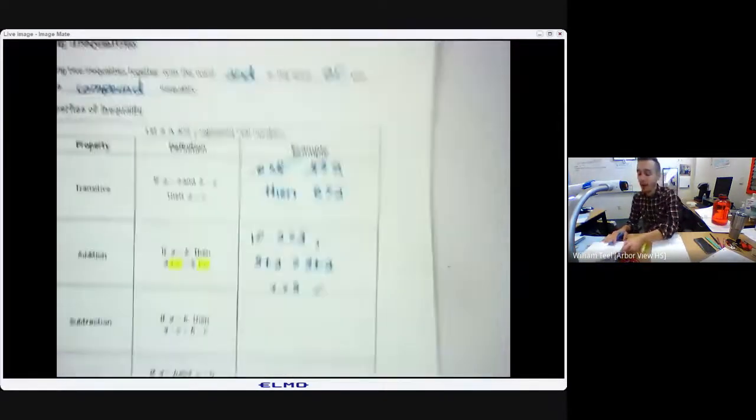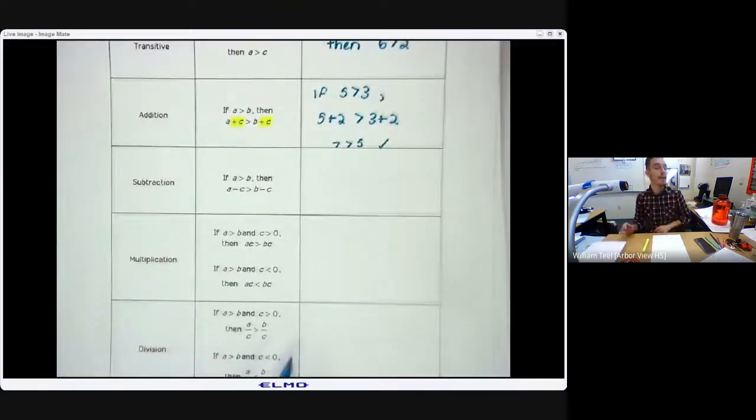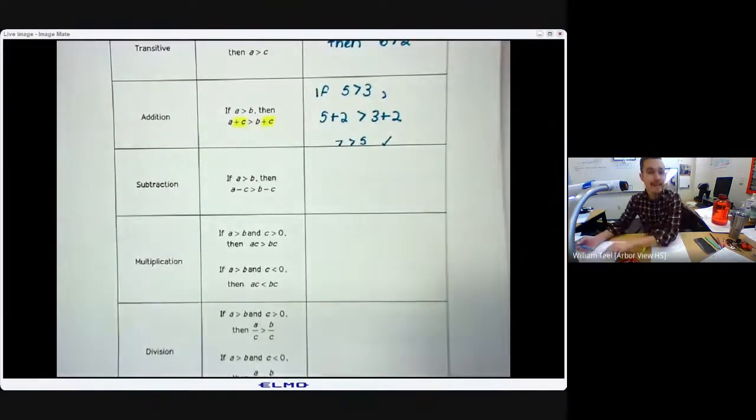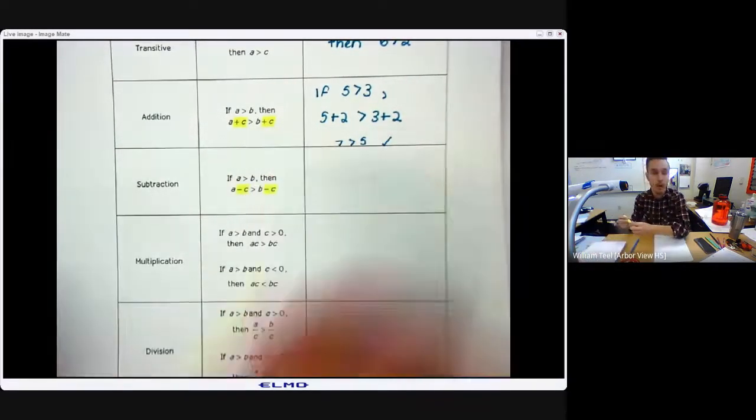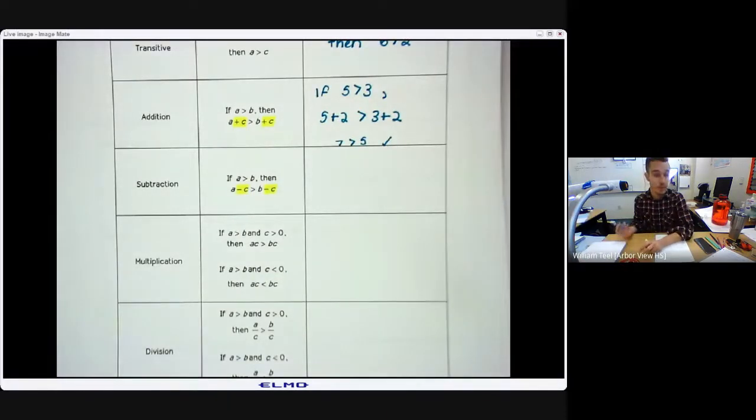Now, the same can be held for subtraction as well. So if we have A is greater than B, then A minus C is greater than B minus C. So essentially, if we were to subtract C from both sides of the inequality, the symbol would still hold true.